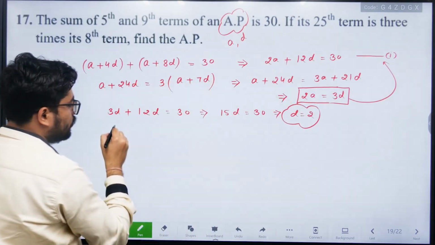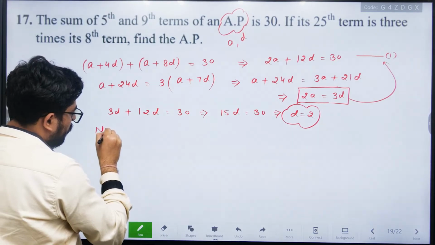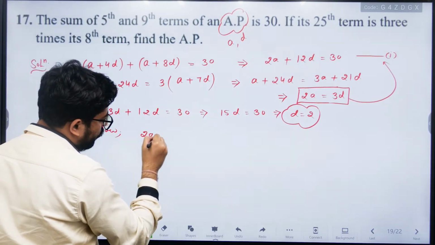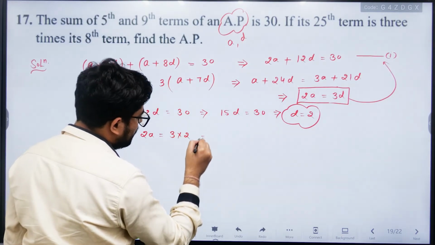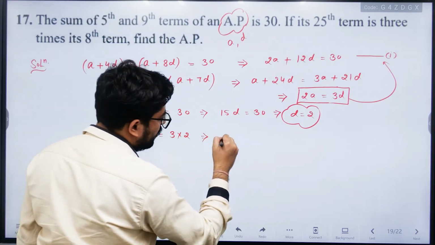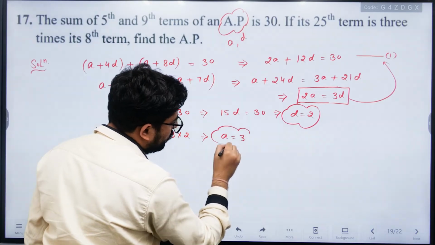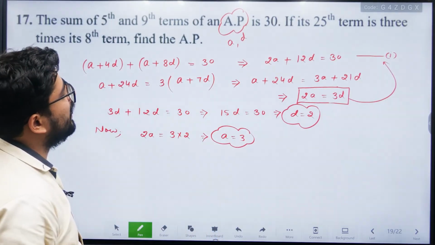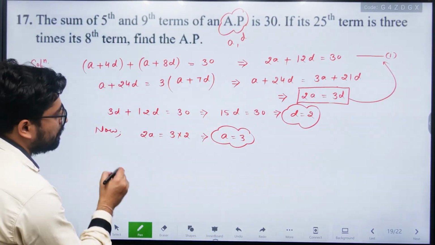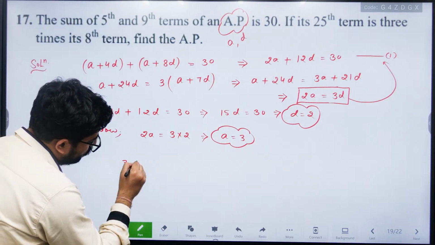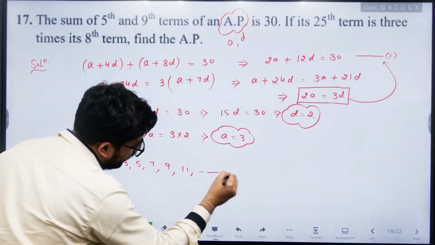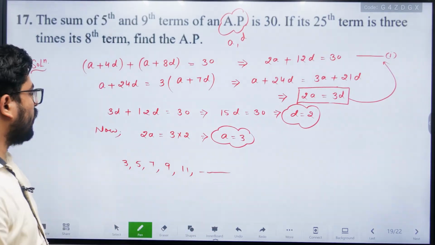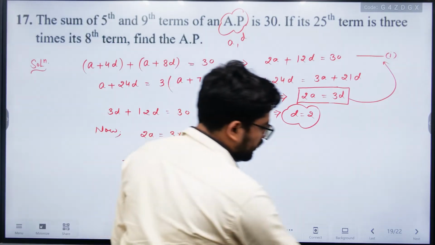So D is equal to 2. Now if D is equal to 2, 2A is equal to 3D, 3 into 2. So A is equal to 3. Now we know A and D, so you have to find the AP. So the AP is 3, 3 plus 2, 5, 7, 9, 11 and so on. So that's your required AP. Okay. Now let's do the next one.